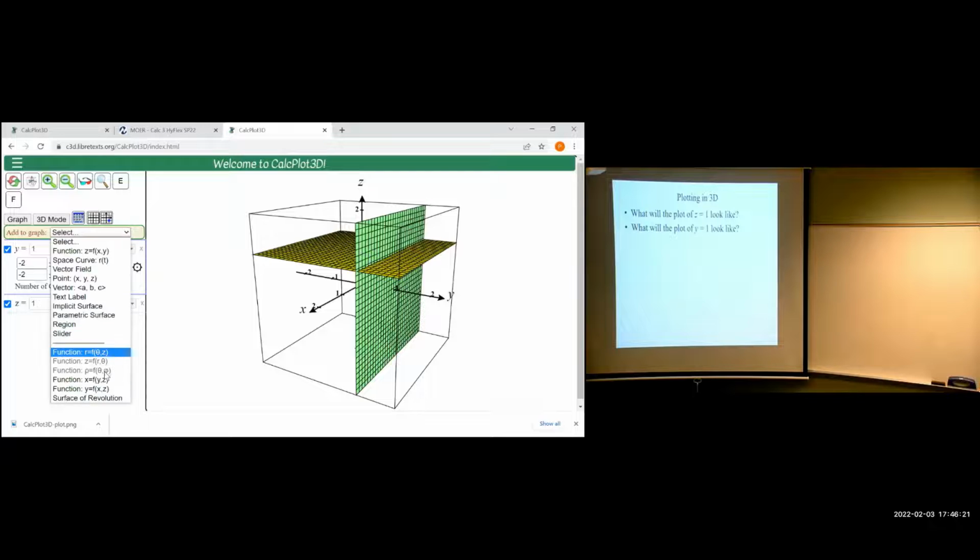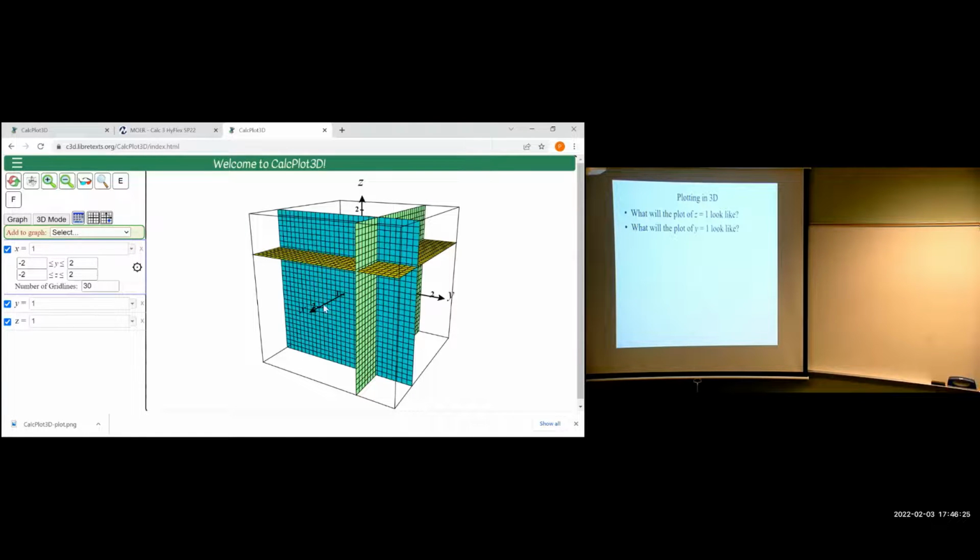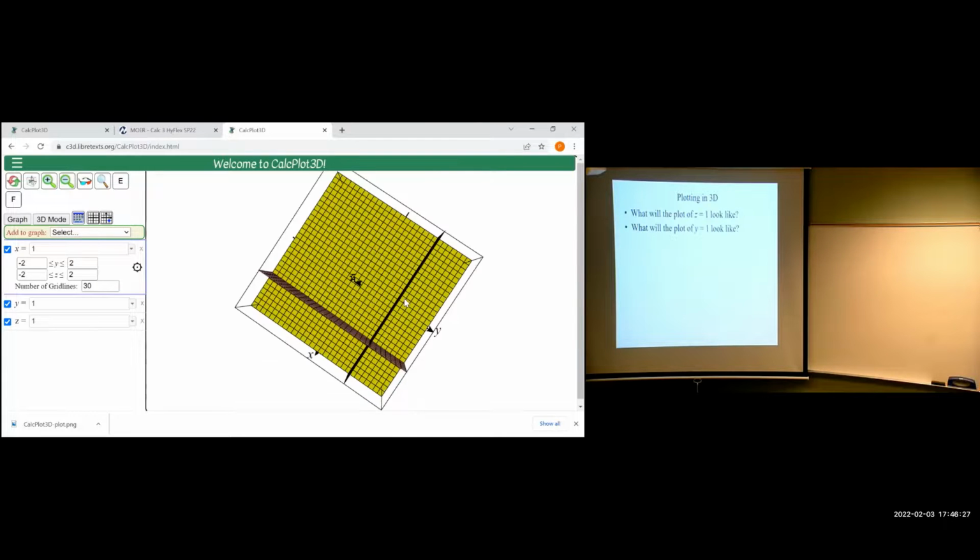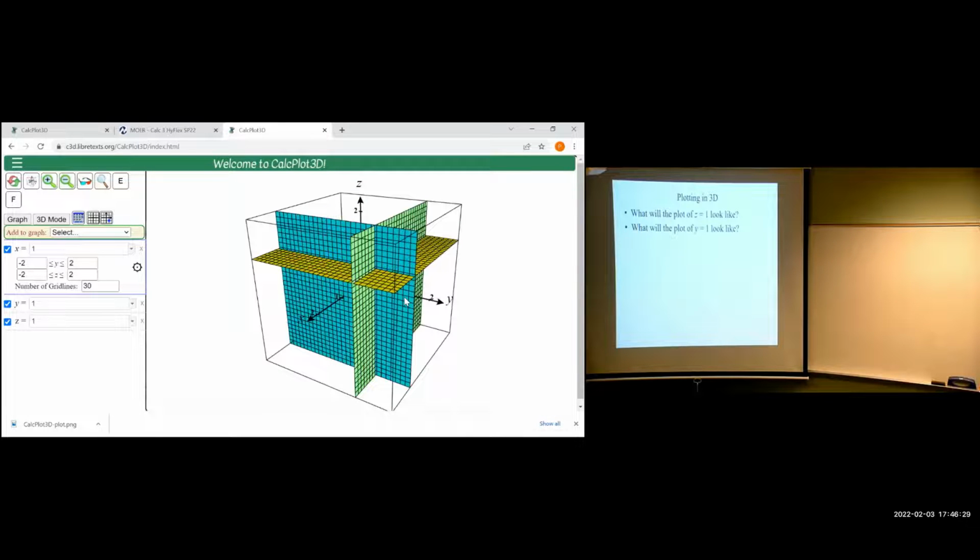We can do the same thing for x equals. So we can do any of the 3 variables. We can do a function in terms of z equals, x equals, or y equals.